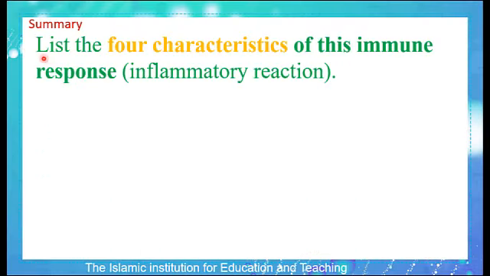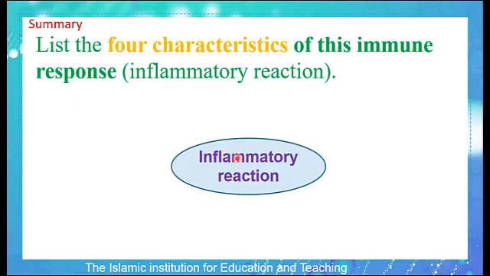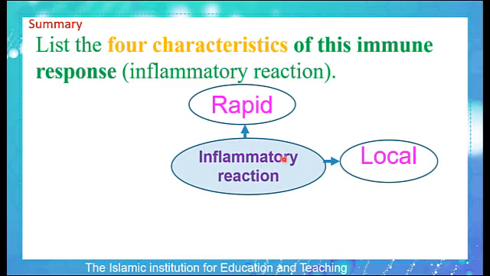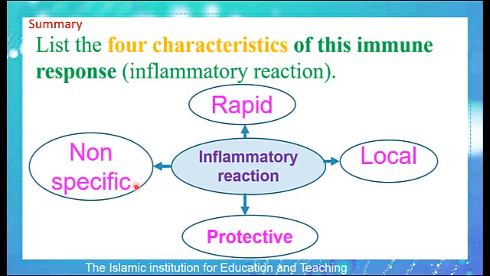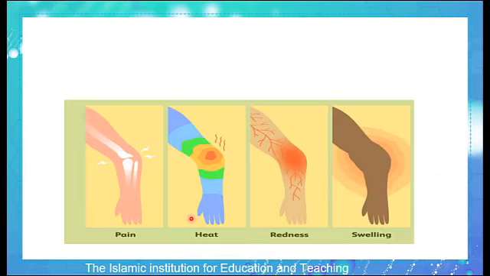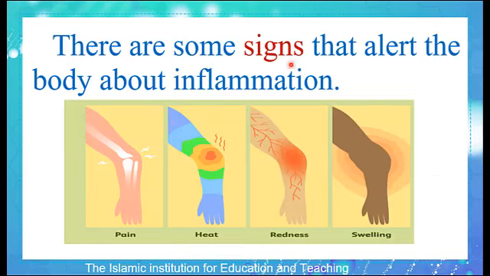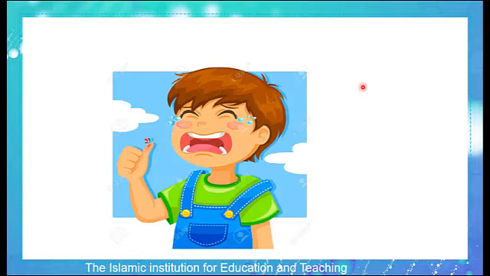Then, as a summary, let's list the 4 characteristics of the immune response inflammatory reaction. The first one is rapid. The second is local. The third, protective. The fourth characteristic is non-specific. After we learned the characteristics of the inflammatory reaction, we should now learn the signs of the inflammatory reaction that alert the body about inflammation.